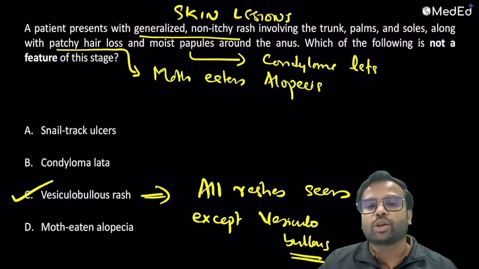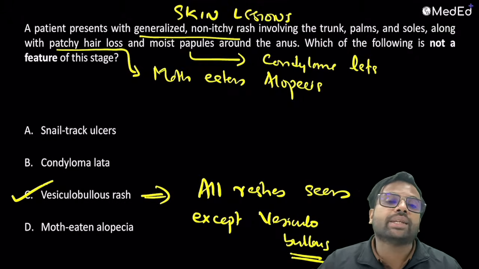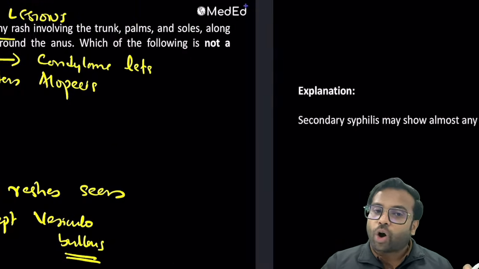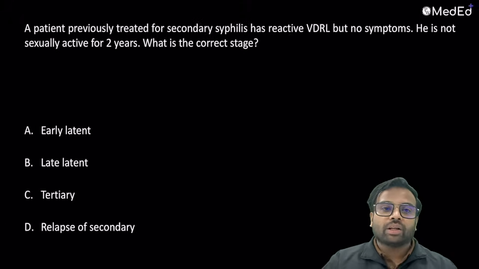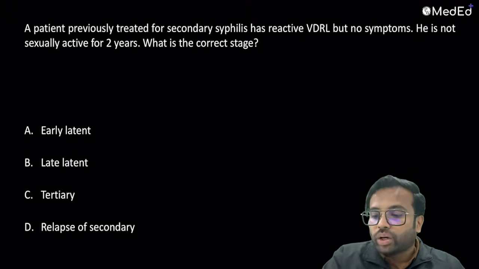So except vesiculobullous, all the types of the rash can be seen here. That is why this would be the odd one out. So now let's see one more question here.